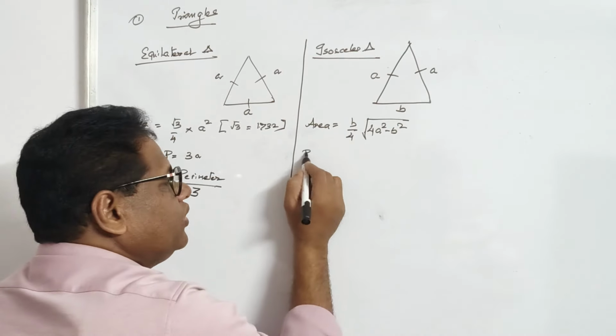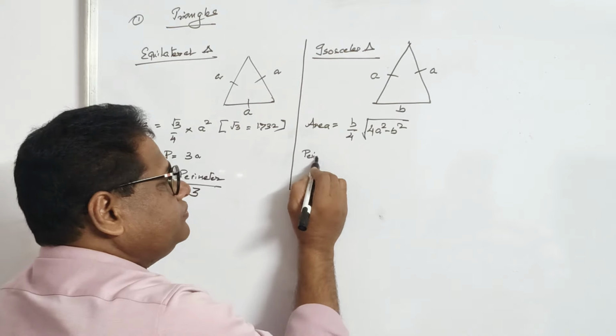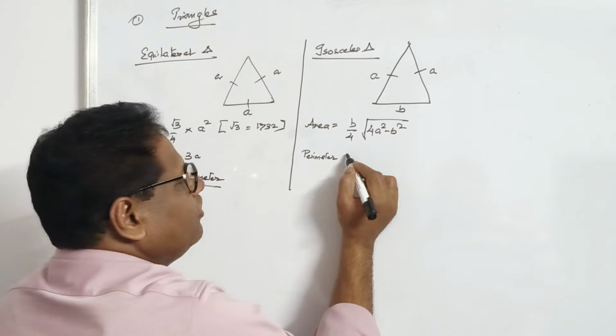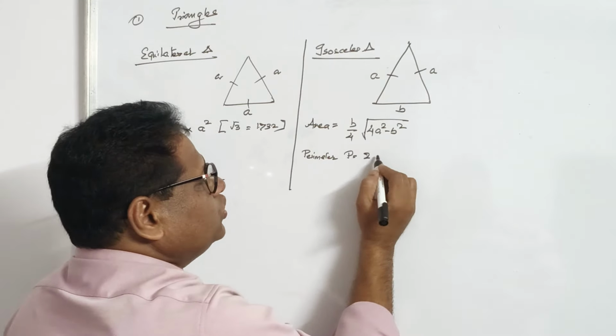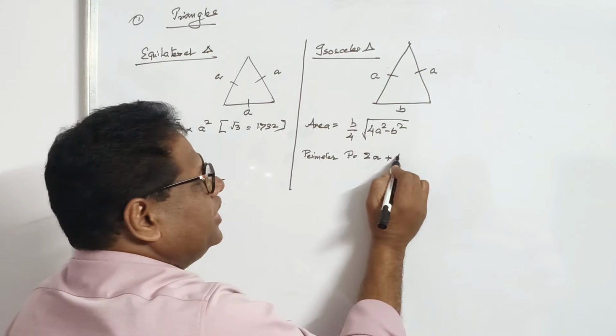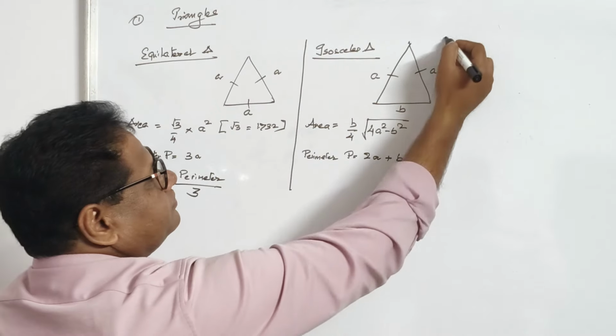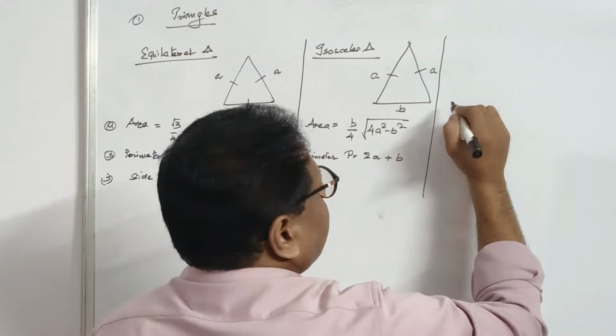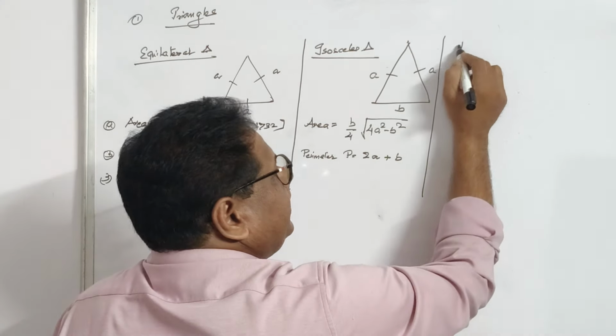Okay, now to get the perimeter, that is the sum of all the sides, we have the expression 2 times the equal side plus the unequal side. Now this is about the isosceles triangle. Okay, let's move to the right angle triangle.